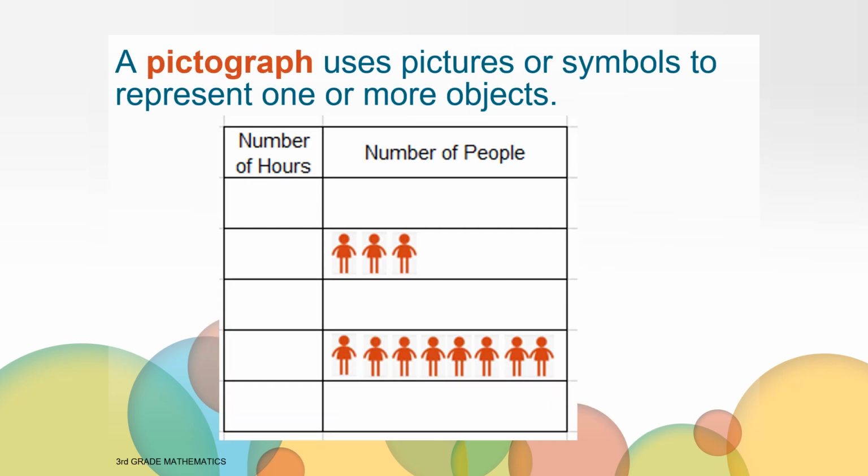Another way we could organize our data is to use pictures in a pictograph. A pictograph uses pictures or symbols to represent one or more objects. Let's zoom in on this one as we learn more about how to read and make sense of pictographs. Across the top of this graph, it says number of hours and number of people. What else do you notice about this pictograph? And what might you be wondering?